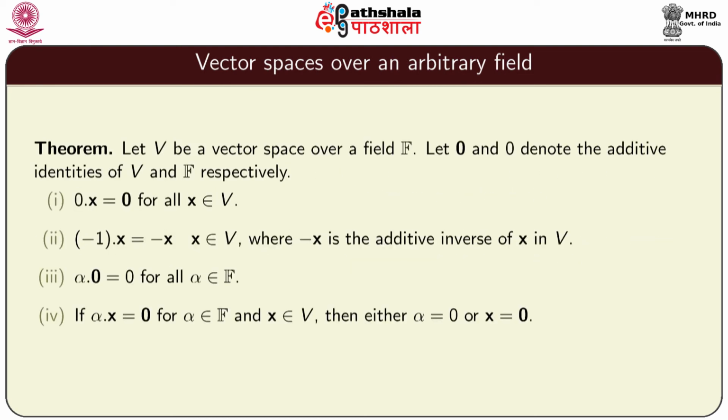Now, a theorem which helps you understand the vector space structure better. So, let V be a vector space over a field F. You can see two zeros, one in boldface, one in the regular font, and they are supposed to mean the additive identities of V and F respectively. You remember V is a vector space, therefore V plus is an abelian group, F is a field, therefore F plus is an abelian group, and therefore, you do have additive identities. Just to distinguish between them, we are using this boldface and the normal one.